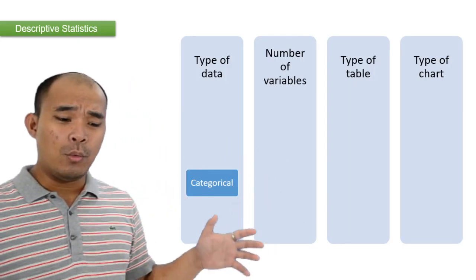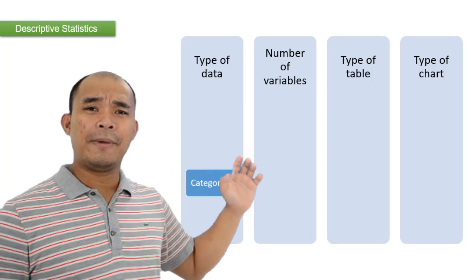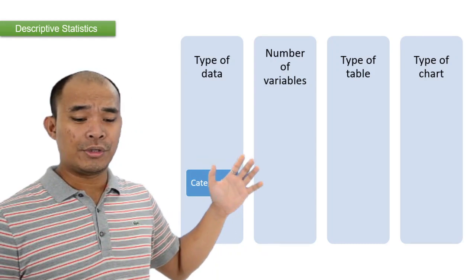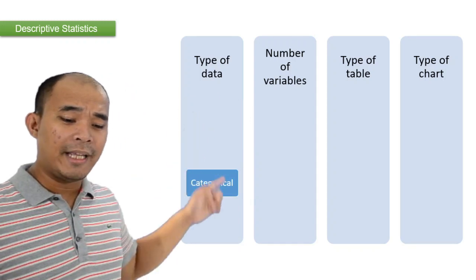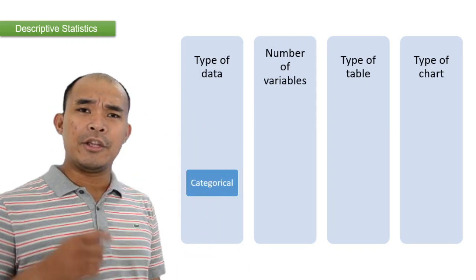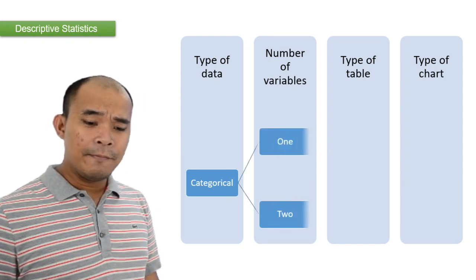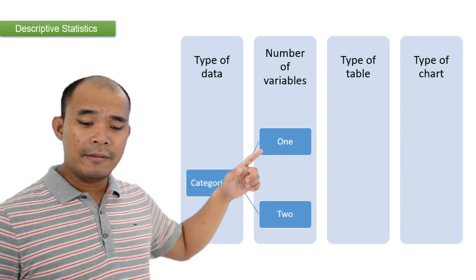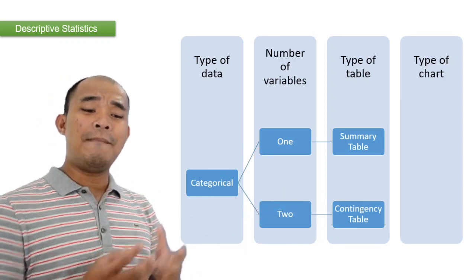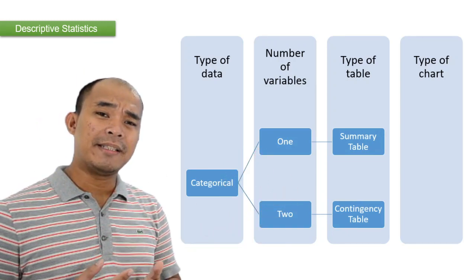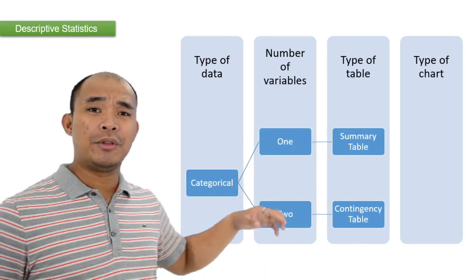When we decide what type of charts or tables, this flow chart will help us decide what tools, what chart or tables that we're going to use. For example, the type of data here is categorical. So after the categorical data, you have to ask yourself, what is the number of variables in the study? If you have one variable, in order to summarize the data, you're going to use the summary table. Okay, if you have two variables here, you're going to use the contingency table.